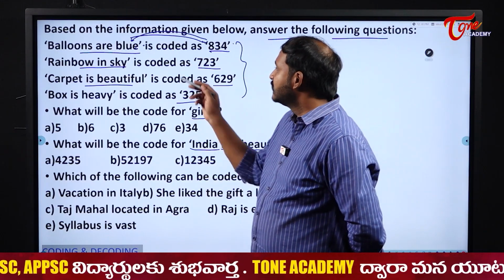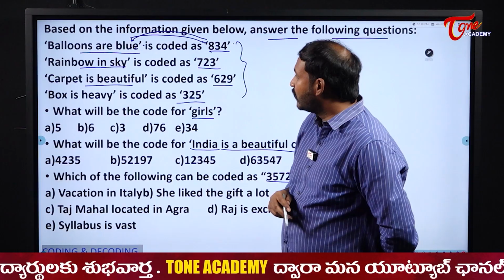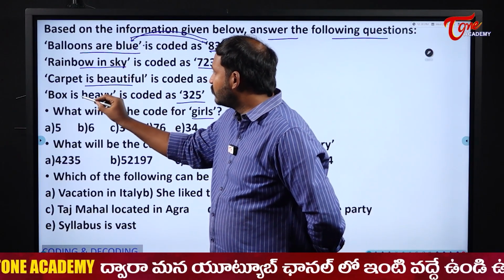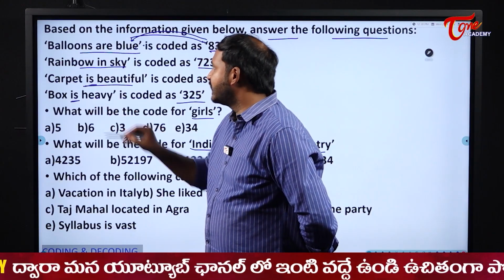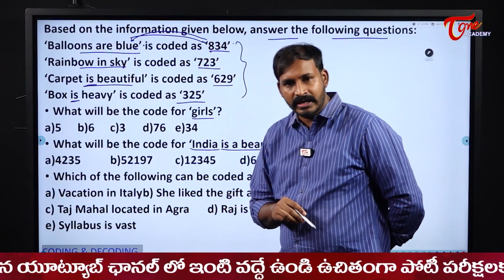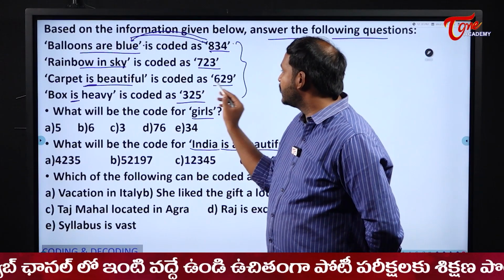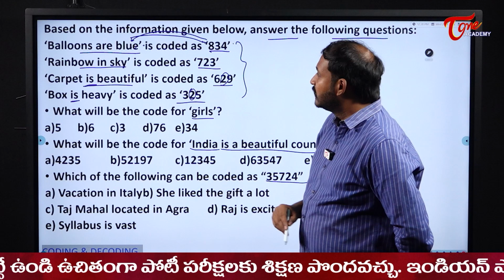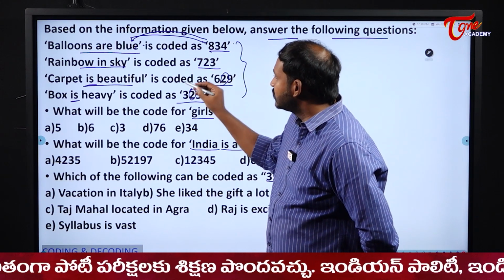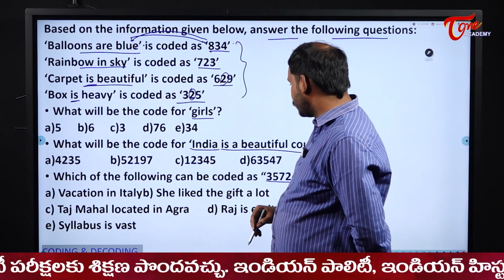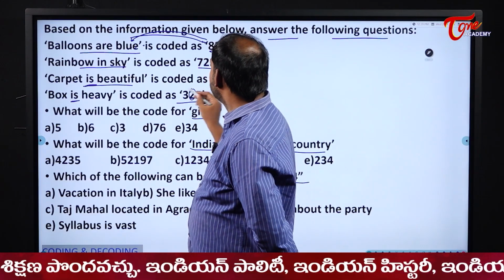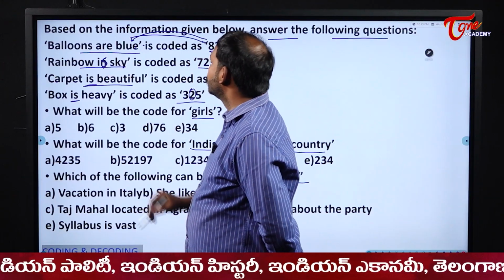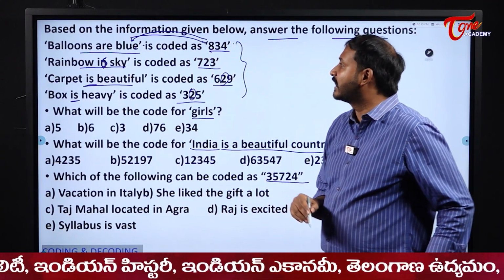Okay, sir. Next, see here: rainbow in sky. What is it? Rainbow is heavy. So please see here and here, what is it? Is and is. Is and is are common, right? Yes, sir. And what is coded here and here? It is 2, right? 2 here and 2 here. From this, here it is coded as rainbow in sky.